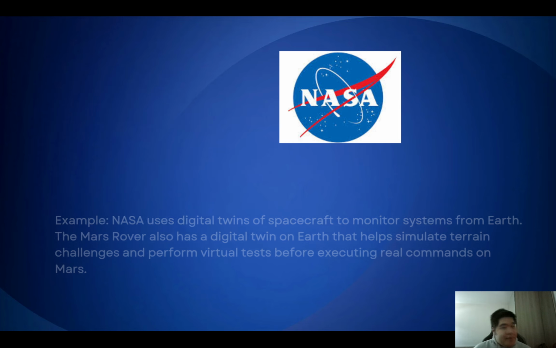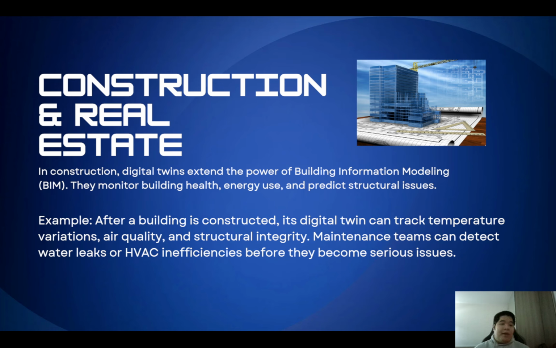Okay, next example is about construction and real estate. Sorry. In construction, digital twins extend the power of building information modeling, or BIM. You can search the keyword BIM on Google. They model building health and energy use, and they can predict future structural issues that might happen from the stress on the iron, the stress on the concrete, something like that.